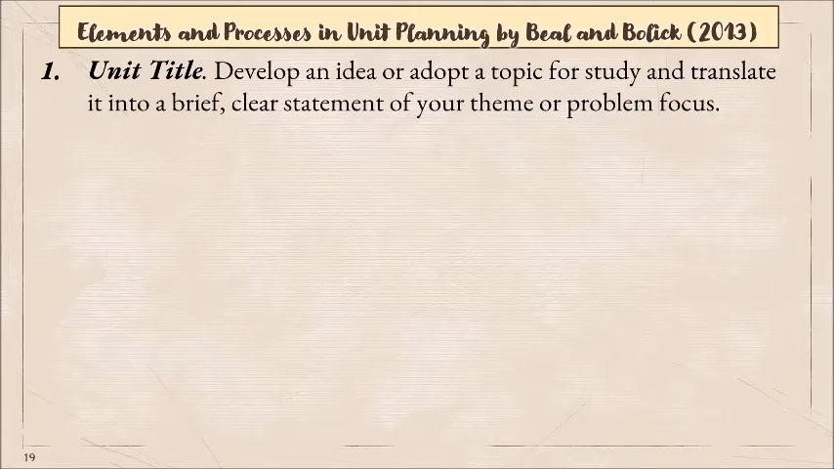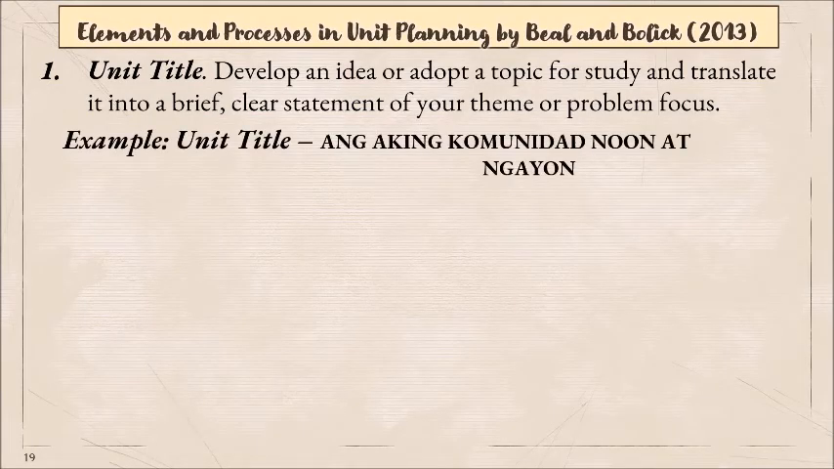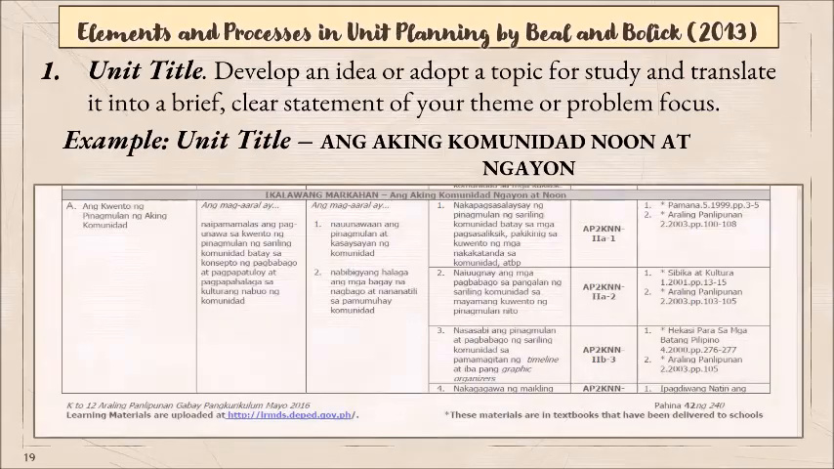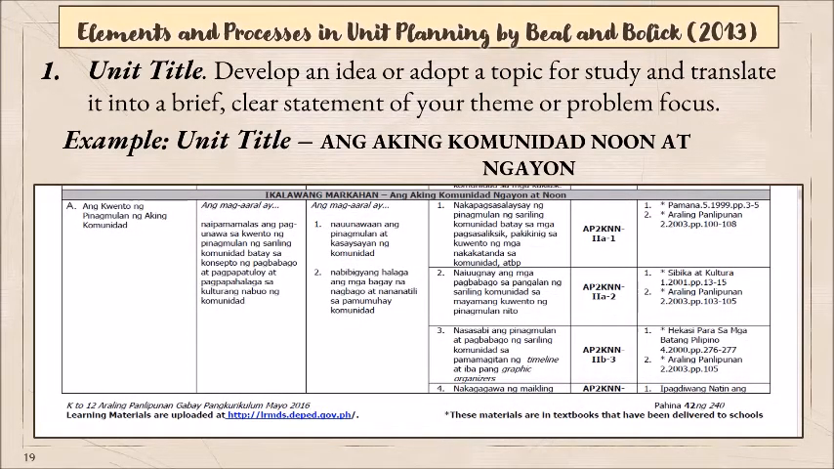Sabi nga natin kanina, bawat quarter pwede na natin yon gamitin or gawan ng unit plan. Ang ginawa ko ditong example ng unit title ay ang aking komunidad noon at ngayon. Matatagpuan siya sa grade 2 curriculum guide, sa grade 2 level na to. At kinuha ko siya sa ikalawang markahan ng grade 2 level. Okay, tingnan nyo to. At yung title ng quarter na yun na rin ang ginawa kong unit title. Kaya yung ang aking komunidad noon at ngayon. Okay?